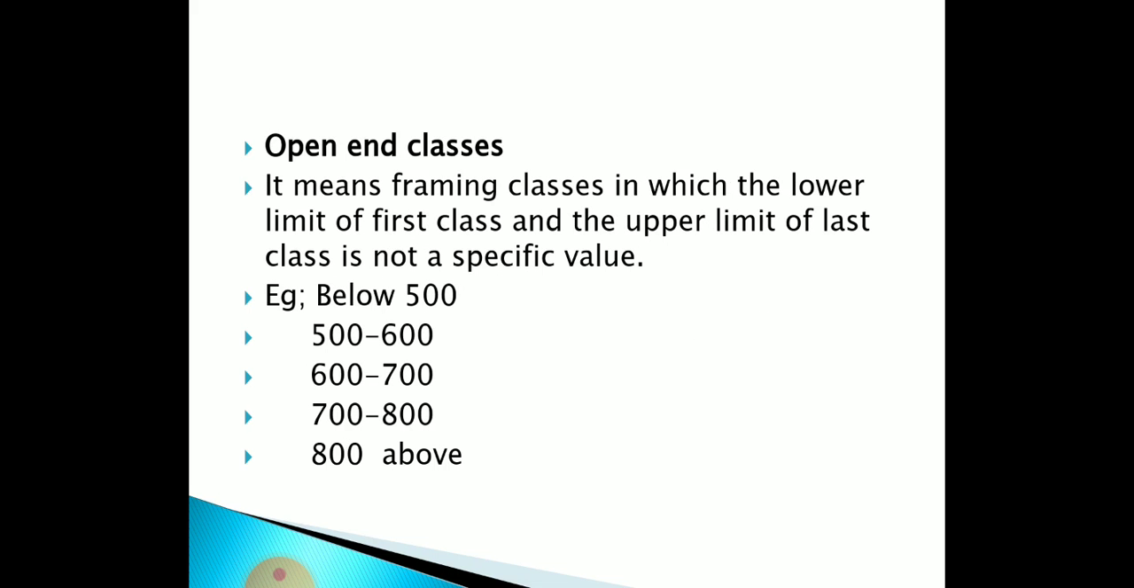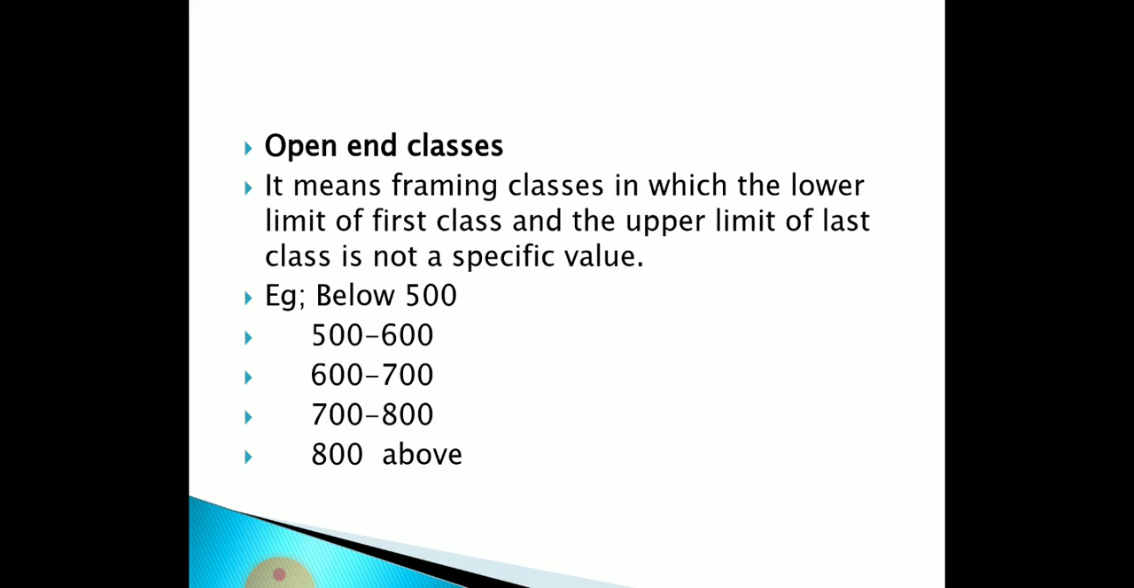And one more: open-end classes. Here it means framing classes in such a way that the lower limit of the first class and the upper limit of the last class is not a specific value. That means open-ended. Here the first class is below 500, 500 കുറവുള്ള value. Most of the items are here.